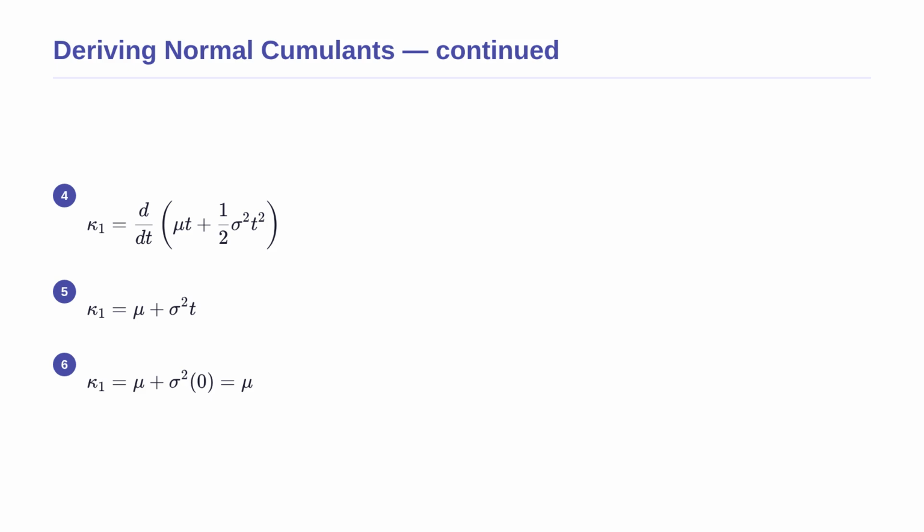By plugging in 0, the second term completely vanishes. This proves mathematically that the first cumulant is exactly the mean of the normal distribution, just as we established earlier.